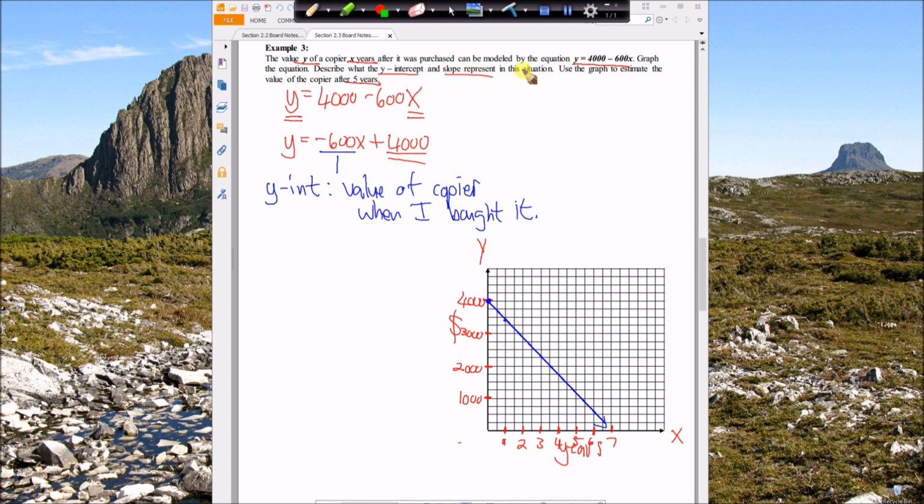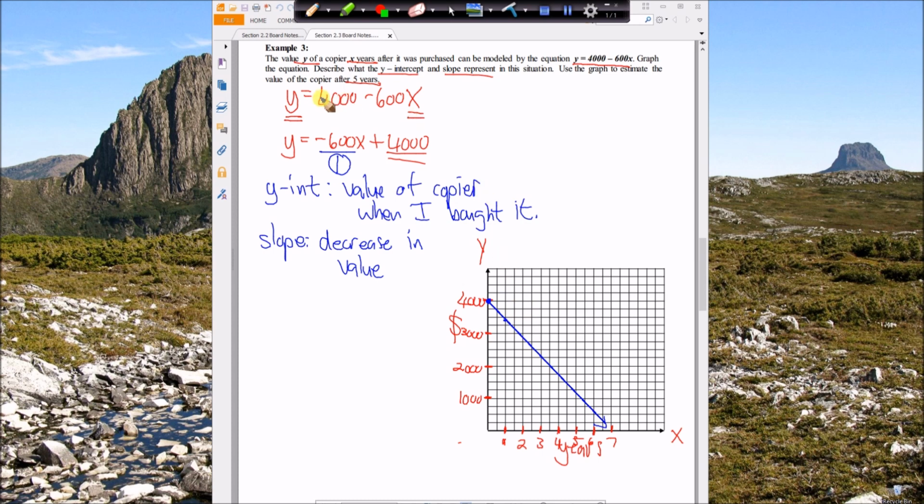And then what does the slope represent? So slope means for every year, the value of the copier is going down 600. Every year, the value of the copier is going down 600. Okay, so slope in this case represents the decrease in value of the copier. That's what slope means in this case.